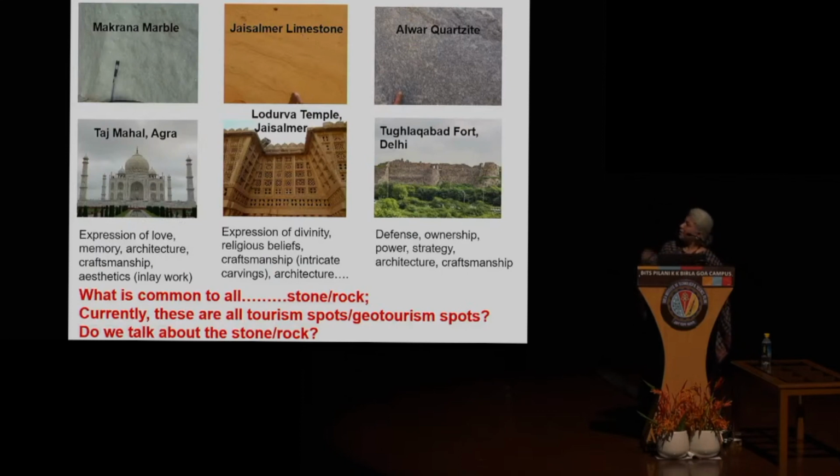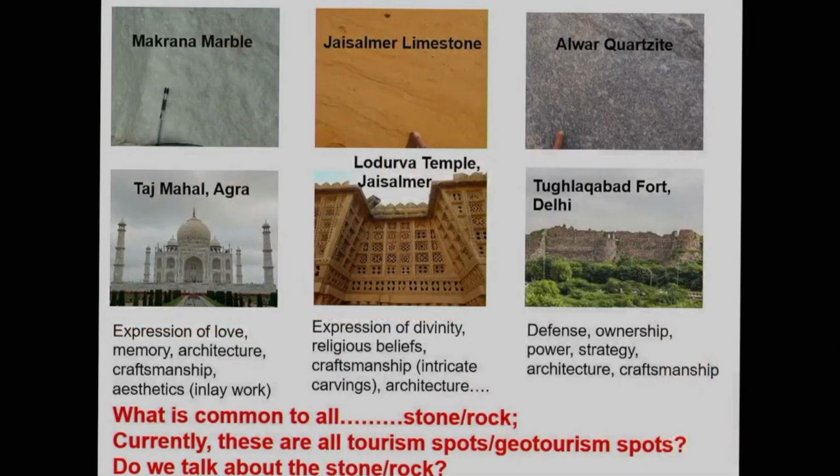All right, so Makrana marble I already showed. The second stone is Jaisalmer limestone. I'm first trying to give you a little account of why stones are important, then we will talk about the laterites. The first one is an expression of love, memory, architecture, craftsmanship, and aesthetics. We all know it's a UNESCO World Heritage Site, Taj Mahal. But strangely, the criteria which has given this a UNESCO tag is architecture and aesthetics.